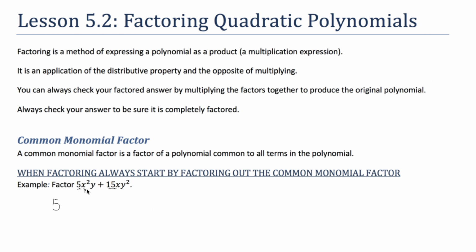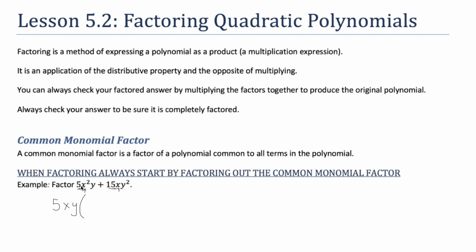Now we look at the x's. Here this is an x times x, and then this one is an x. So we have one x in common. And here we have a y and then a y squared. So we have one y in common. So that is our common factor. 5xy goes into this term and 5xy goes into this term. So we are going to say we factor that out.